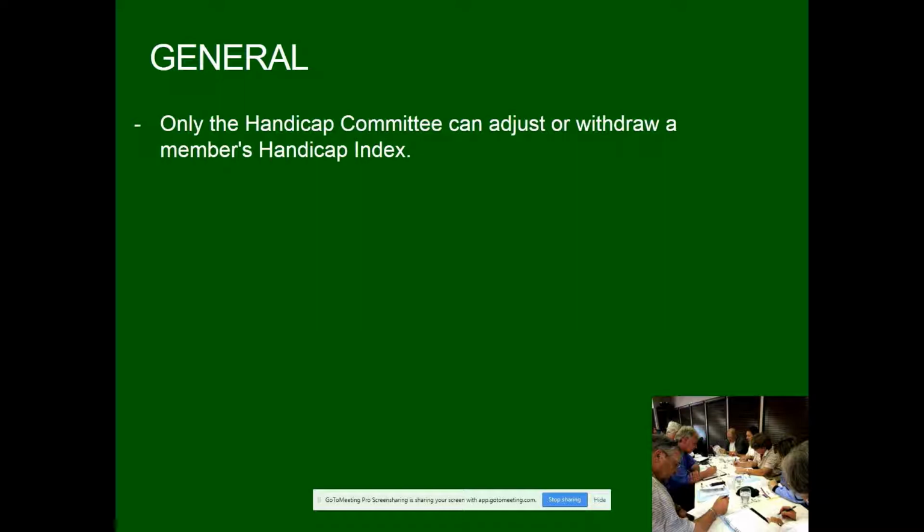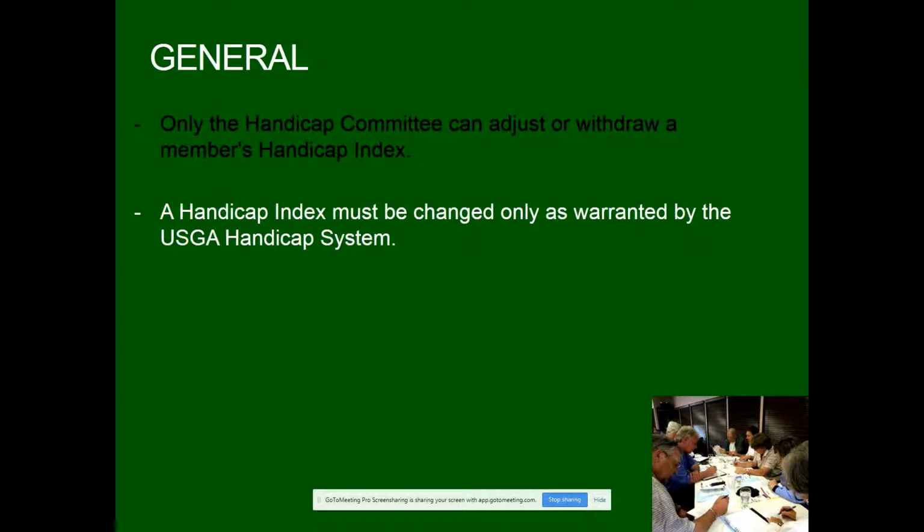All right. Also, the handicap committee can adjust or withdraw a handicap member's handicap index. So keep in mind, this is a club decision. It's not an association decision. We are here to help you with that. And there are some changes to the handicap system, which I'll get to at the end of this webinar, that address that. But ultimately, it's you, the club, the committee, that needs to determine if an adjustment or withdrawal is needed for a member.